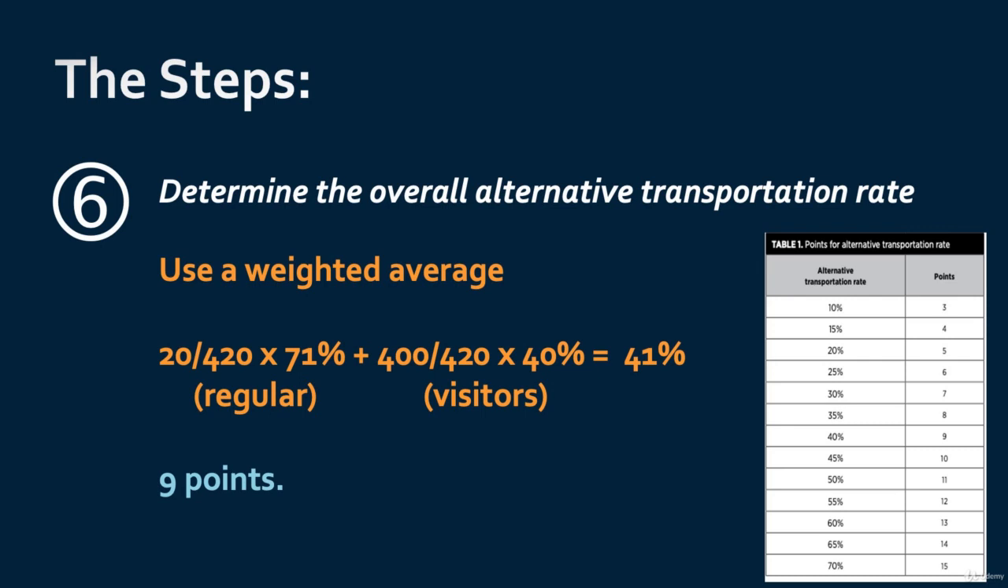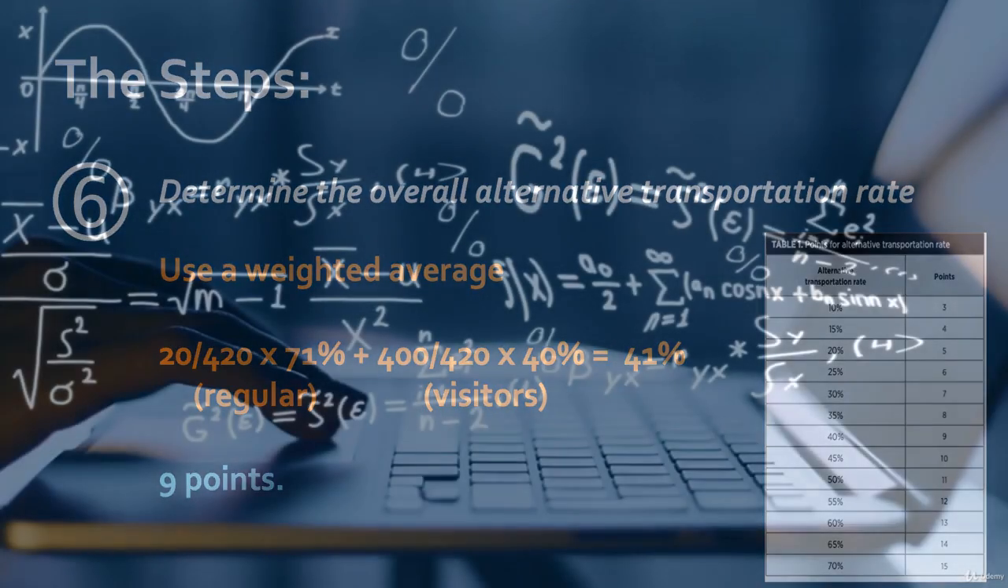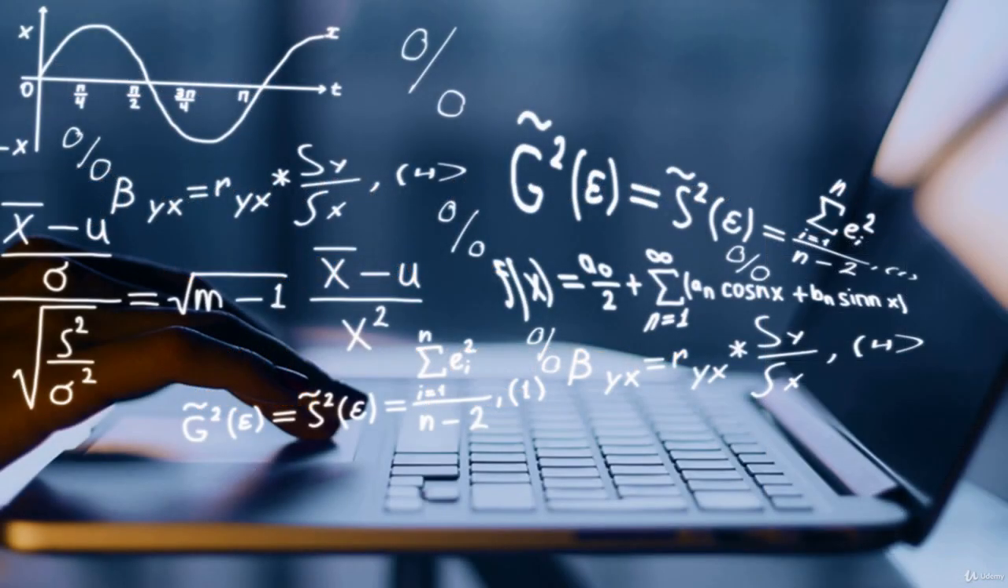We can look this up in the table and we can see that it's just above the 40% threshold, and therefore we get 9 points. The calculation seems somewhat daunting at the start, but actually when you do a few of those, you will see that it's not too complicated.